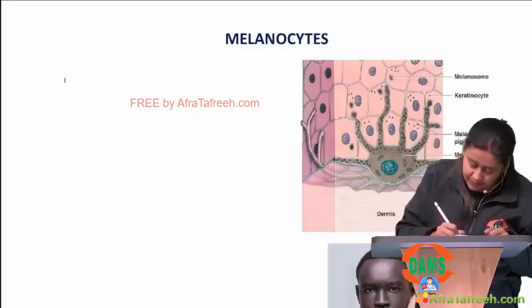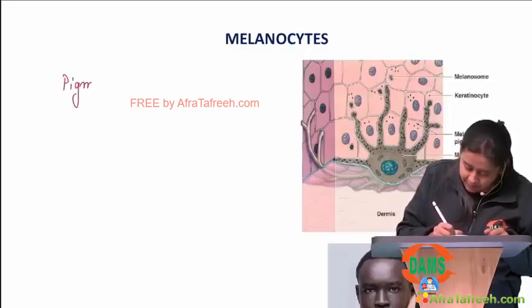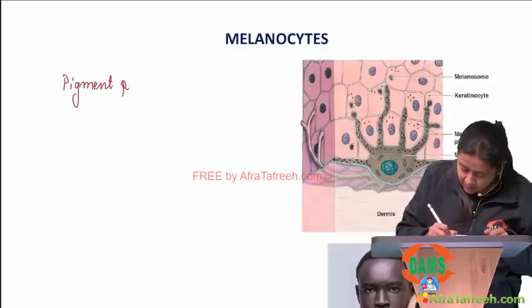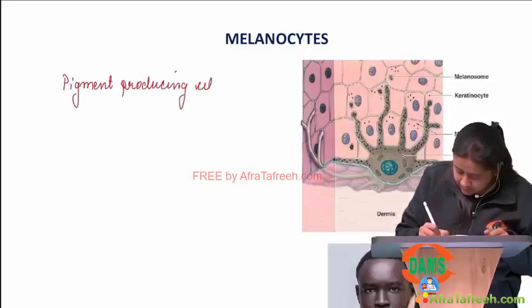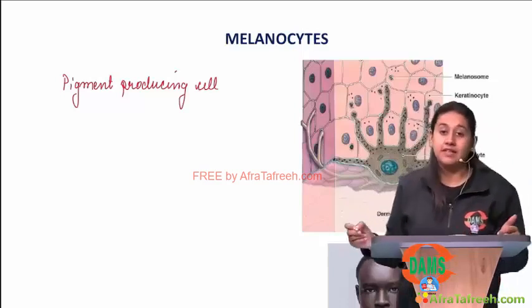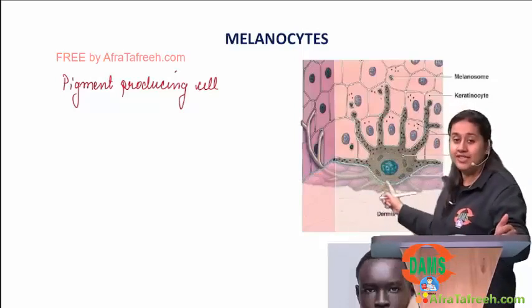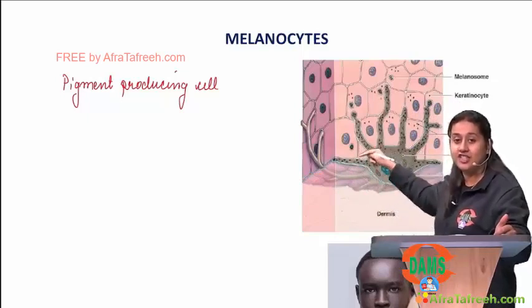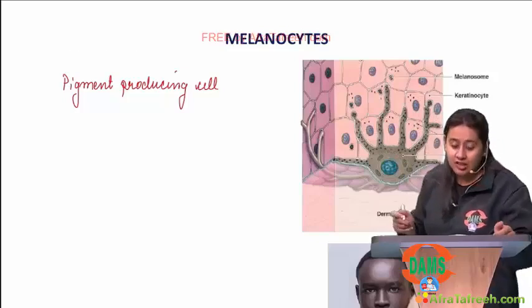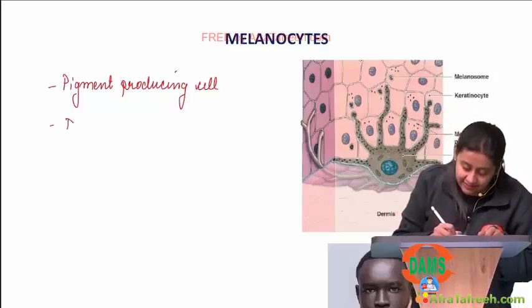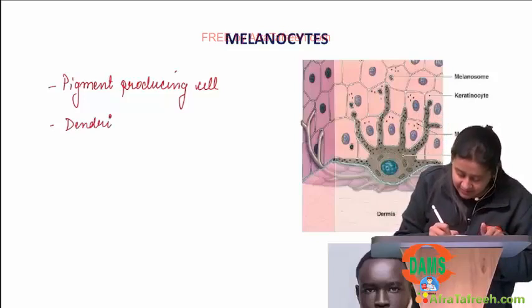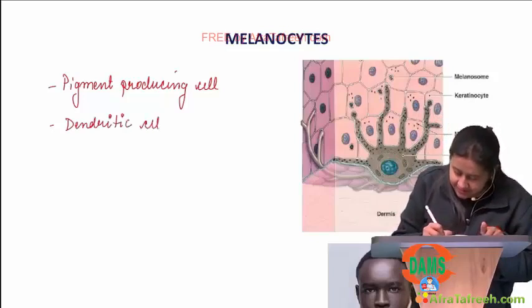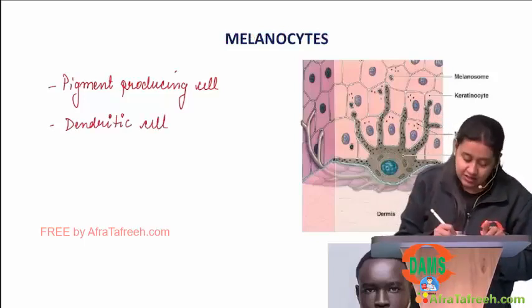It is a pigment producing cell. Now can you see how this cell appears? It is a dendritic cell. It has a lot of dendrites which come out of it. Can you see a lot of dendrites which come out of it? So it is a dendritic cell which is located in the stratum basale.